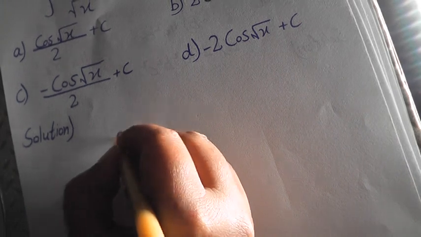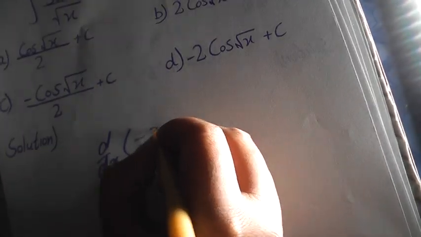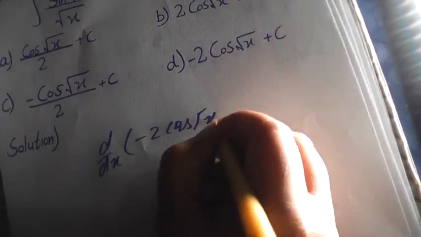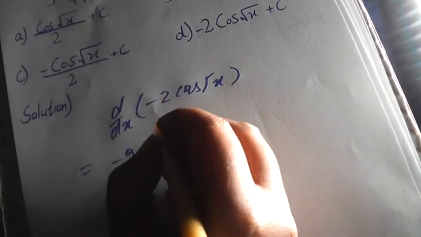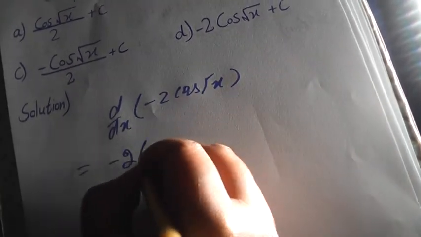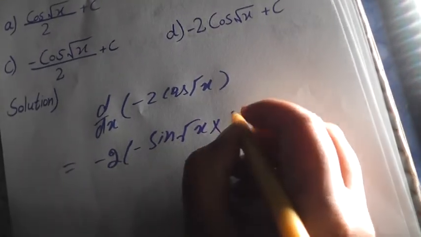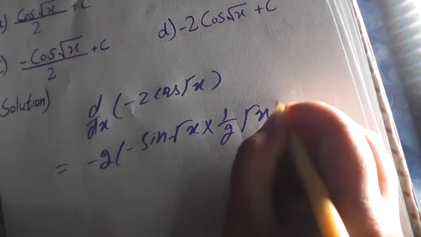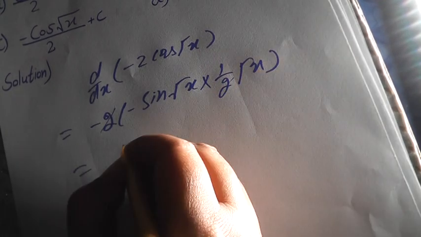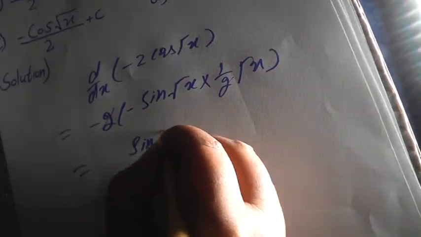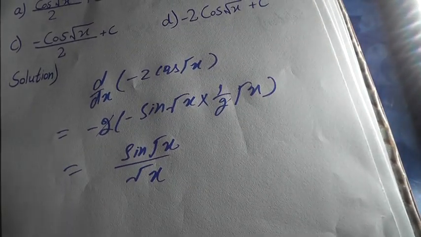The derivative d over dx of minus 2 cos root x is minus 2 times the derivative of cos, which is minus sine root x, and the derivative of root x is 1 by 2 root x. Then the 2s cancel each other, and minus minus is plus, giving sine root x over root x. That is our right question.